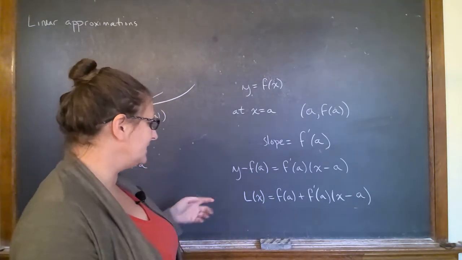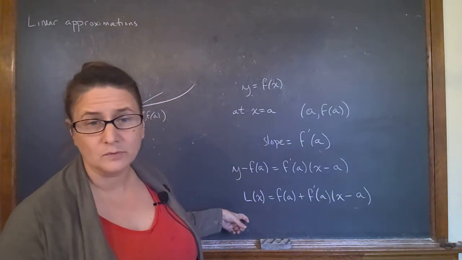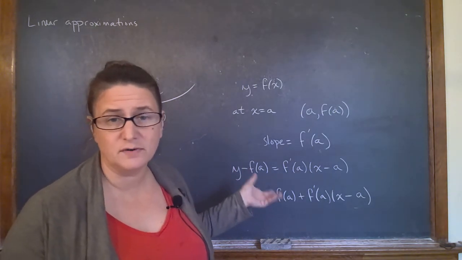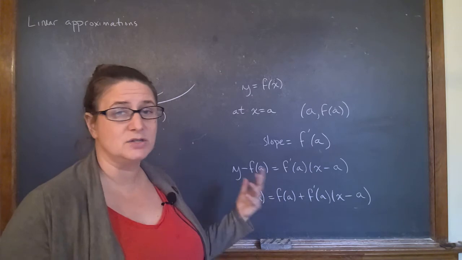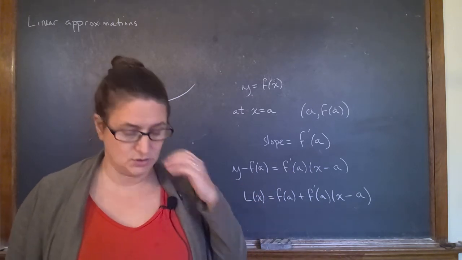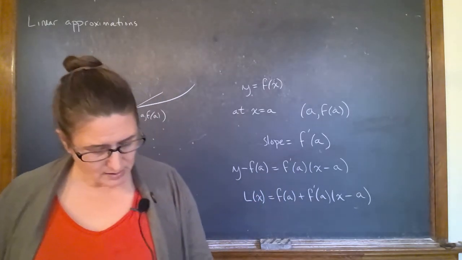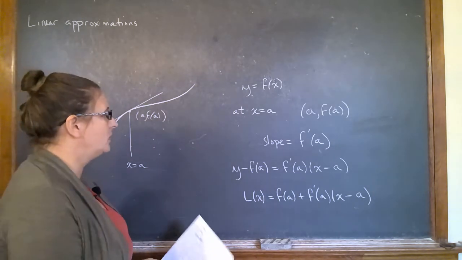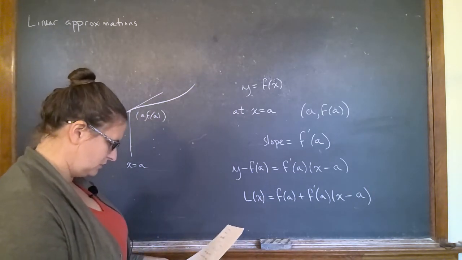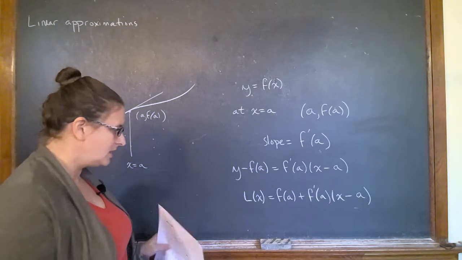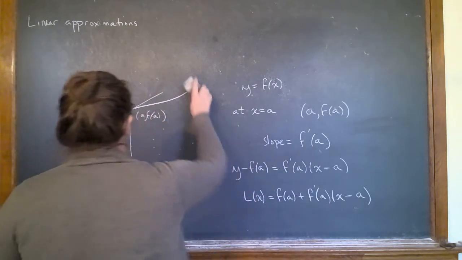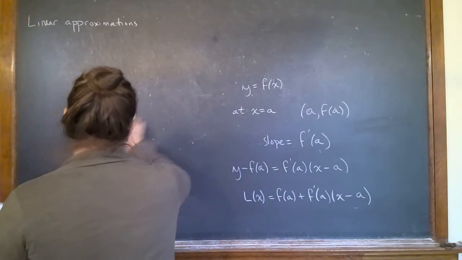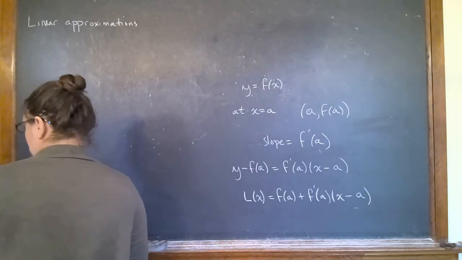So this is pretty easy to figure out, right? You have to take the derivative and plug in the point. It's very easy. It's just the same thing we've been doing. It's finding the tangent line. So I'll do one or two applications of this. The first is just to find the linear approximation.